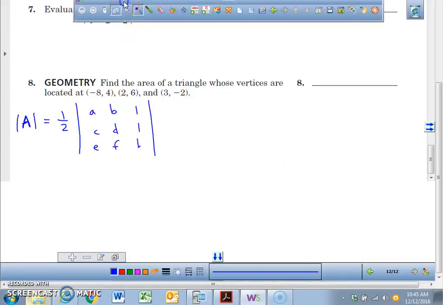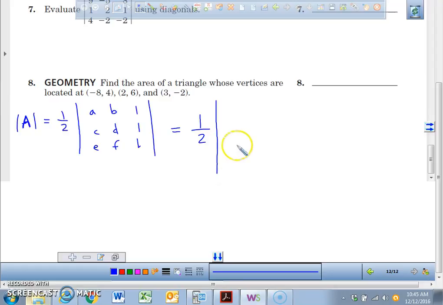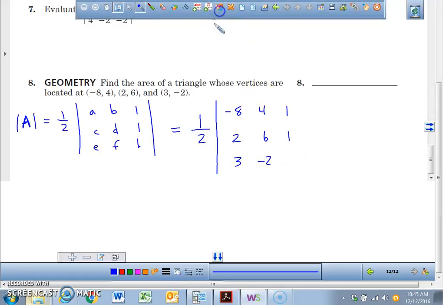Right, this is the last non-calculator portion of the test. You have to find the area of a triangle using a formula of the determinant. This right here is your formula. Okay? To set this up, you're going to do 1/2 the 3 by 3 determinant of a -8, a 4, and a 1, a 2, 6, and a 1, and a 3, -2, and a 1.